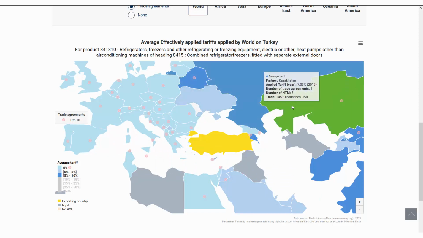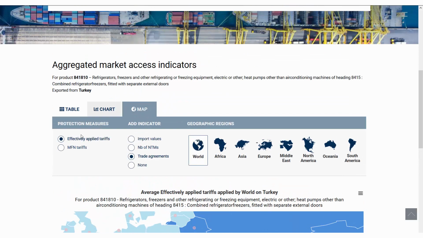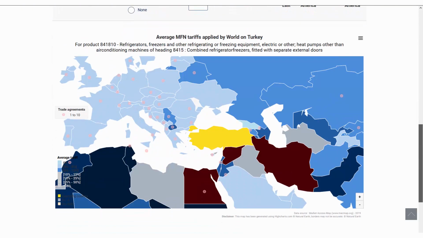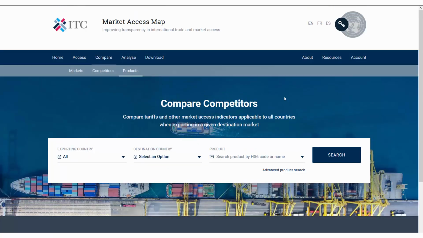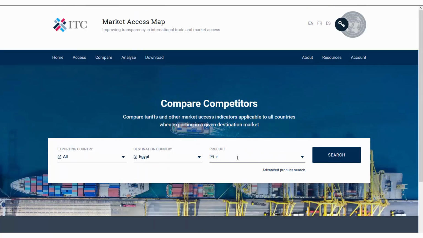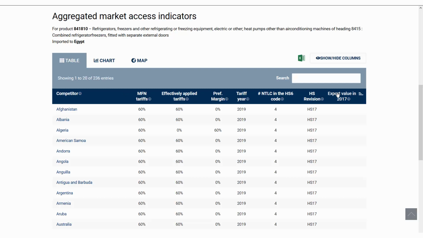Switching to MFN tariffs on the map, we recall from the table view that we benefit from the largest preferential margin of 60% in the market of Egypt. Let's select the market of Egypt and proceed to comparing our competitors who currently supply the market of Egypt. Turkey is not in the top 3 current suppliers to Egypt market.